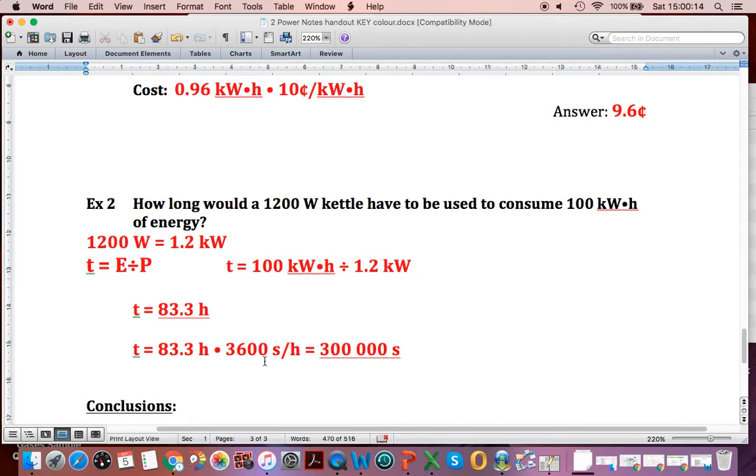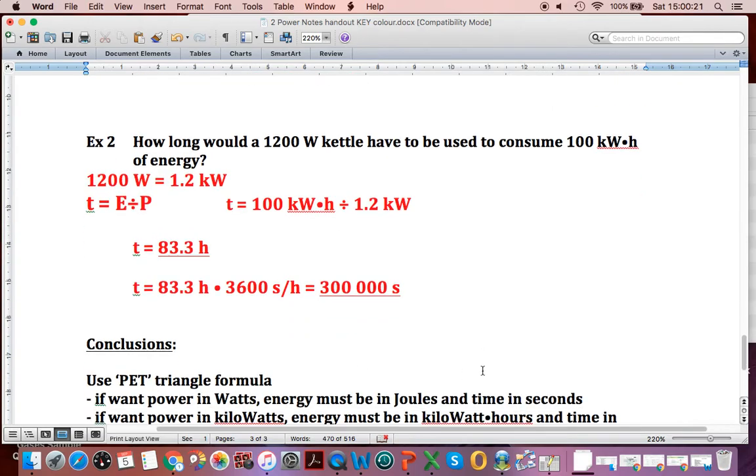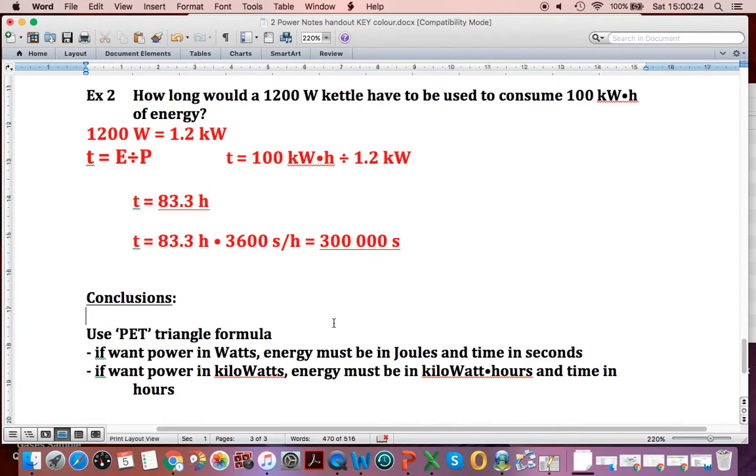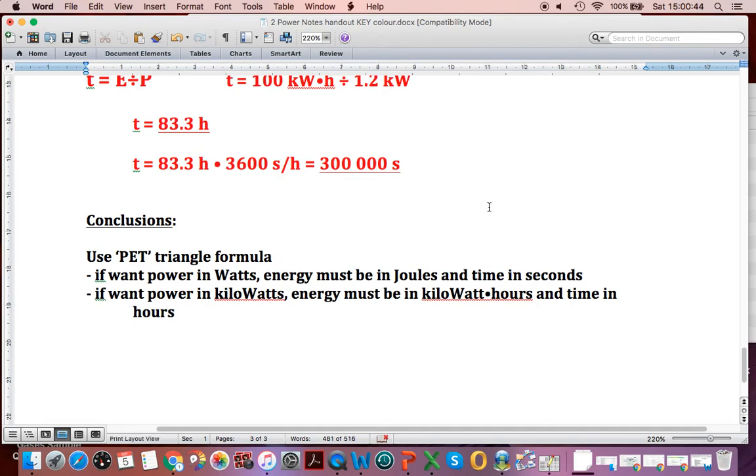Now, many students find this difficult, and it's a very sad thing that after years of math, you are struggling with this. This should not be difficult. Final things, you're going to be using the PET triangle formula. You're going to choose to solve for power, energy, or time. Anytime you're dealing with watts, then the energy has to be in joules and time in seconds. Anytime you're dealing with power in kilowatts, the energy must be in kilowatt hours and the time in hours. We will be doing some more sample problems, and by the end of it, you better have thorough notes and be able to follow these instructions.